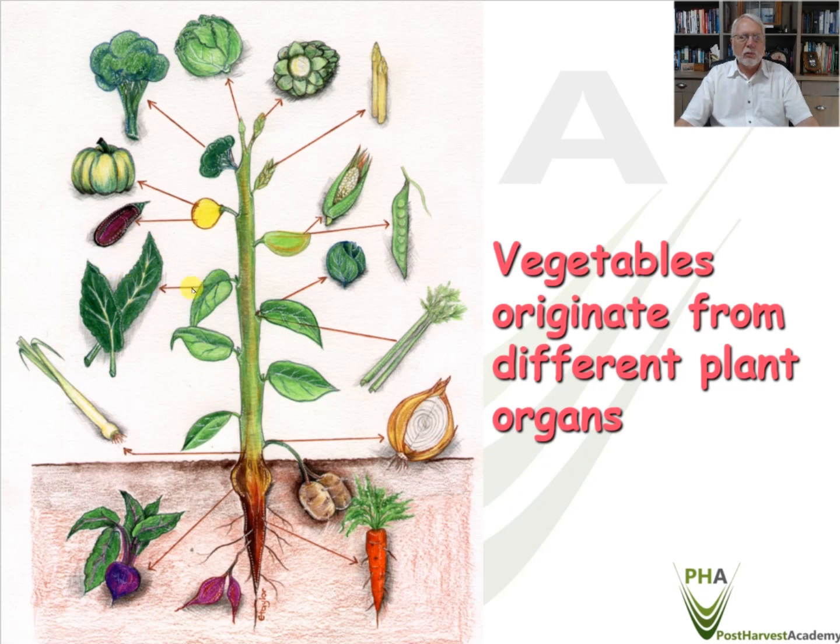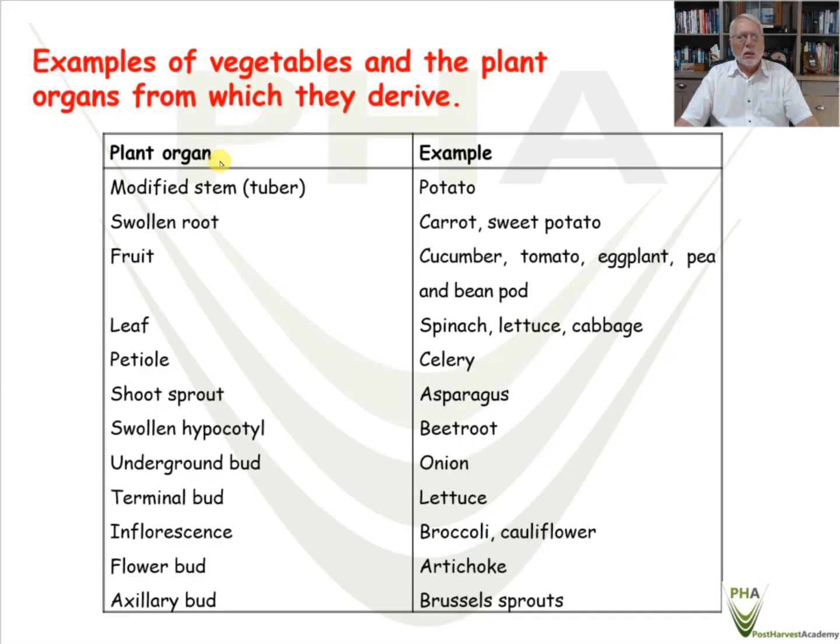Spinach develops from the lamina of leaves, and pumpkins and eggplant are fruits. Broccoli and cauliflower are inflorescences. So if we look at examples of vegetables and plant organs from which they derive, we see that potato is a modified stem or a tuber. Carrots and sweet potatoes are swollen roots. Cucumbers, tomato, eggplants, peas and bean pods are fruits. Spinach, lettuce and cabbage are leaves.